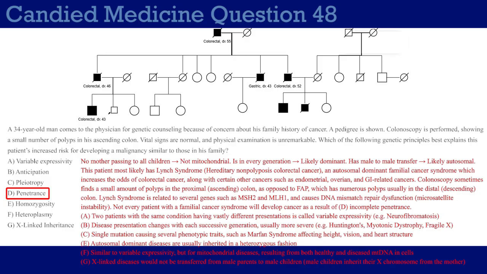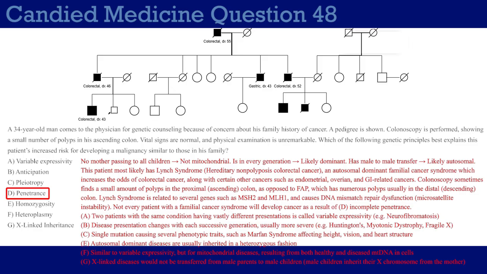Choice A, variable expressivity. This is describing when you have two patients with the same condition having vastly different presentations. So this would be like, for example, neurofibromatosis. For example, one person with neurofibromatosis type 1 might have all the skin findings, but none of the cancers, whereas another person has just everything. They have the cancers, they have optic glioma, they have neuropathies. Not too complicated.